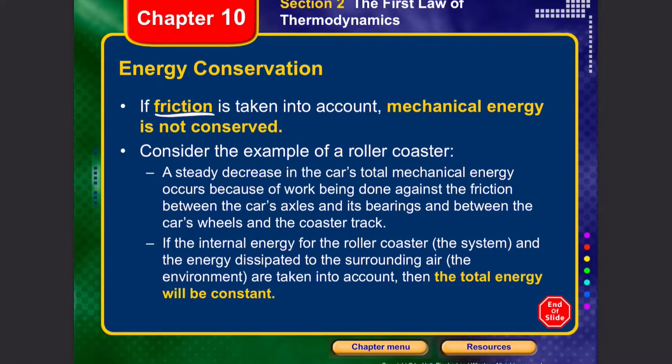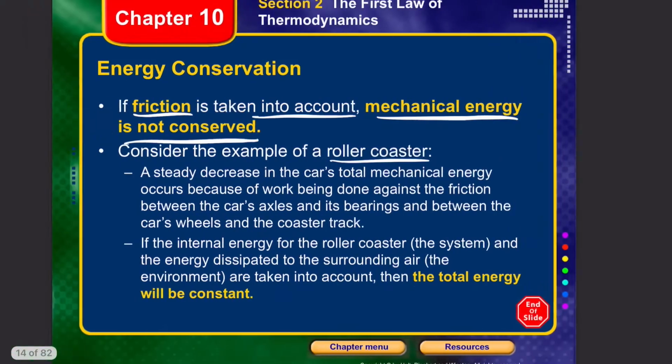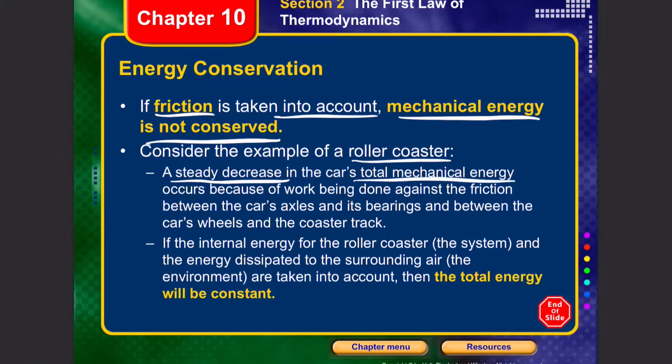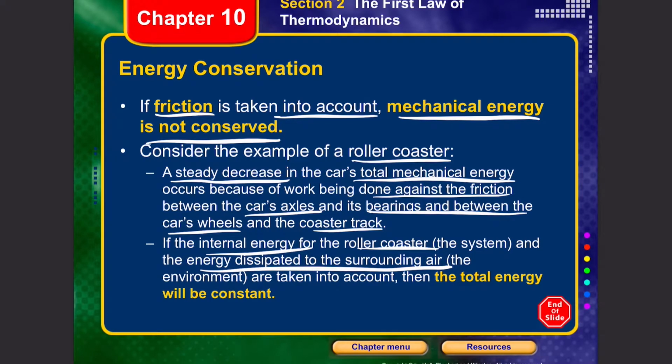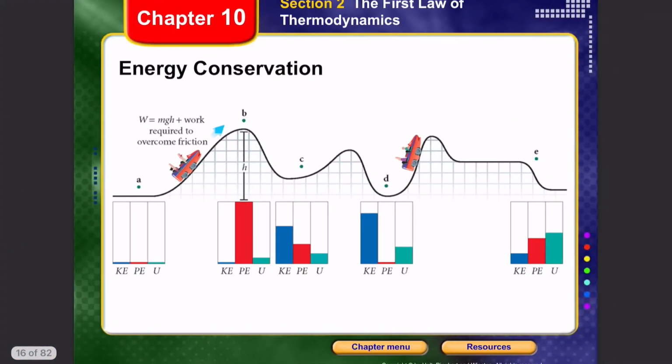If friction is taken into account, mechanical energy is generally not conserved. Let's take the example of a roller coaster. There is a steady decrease in the car's total mechanical energy. It occurs because of the work being done against the friction between the car axles and its bearings, and between the car wheels and the coaster track. Now, if the internal energy of the roller coaster and the energy dissipated to the surroundings are taken into account, we can say that the total energy will be constant.